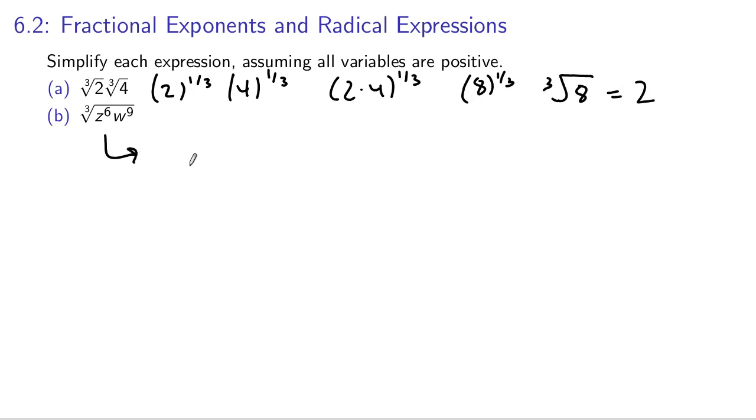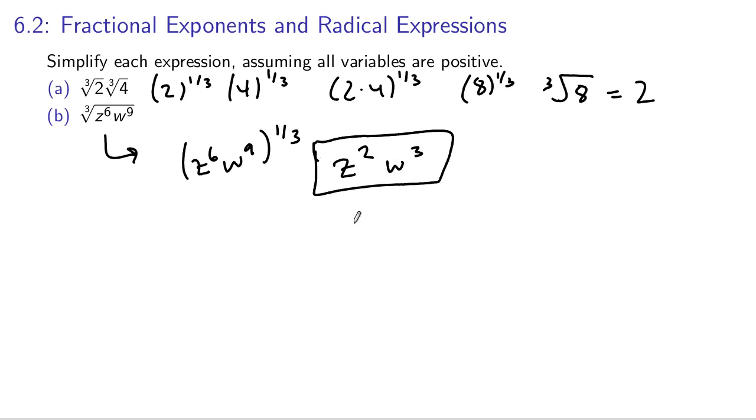Part B, we have z to the 6th times w to the 9th all to the 1/3. So we can use the rule we just used here in reverse to get z to the 6/3, which 6 divided by 3 is 2, and w to the 9/3, which is of course 9 divided by 3 is 3. We have z squared w cubed. Again, better cross your z's.